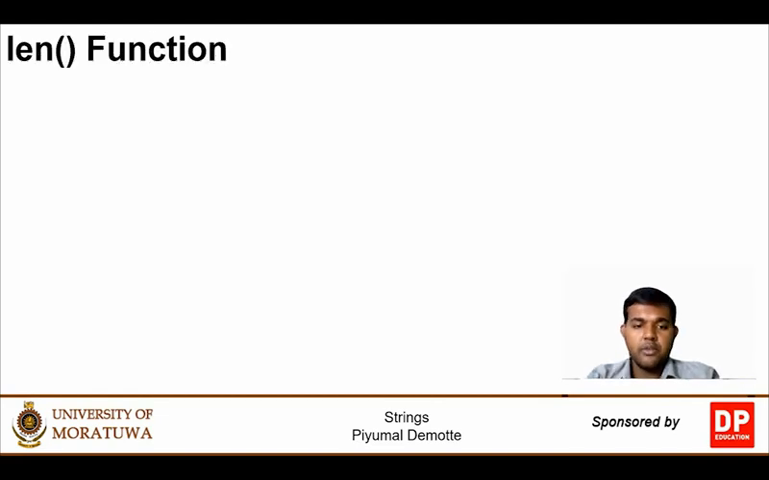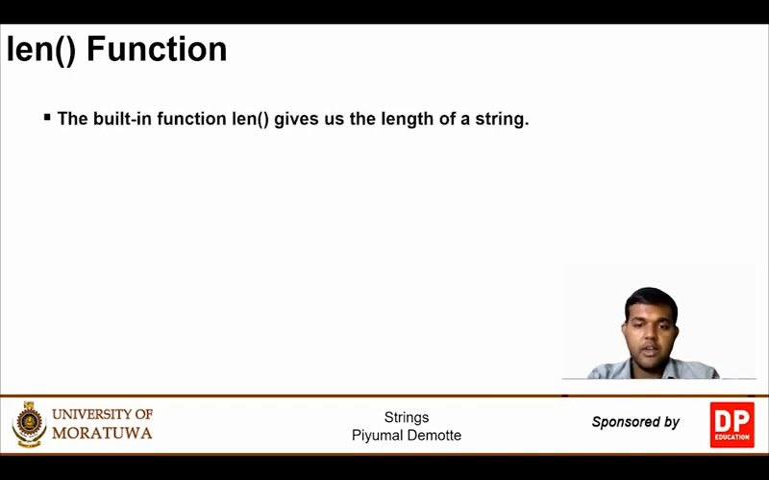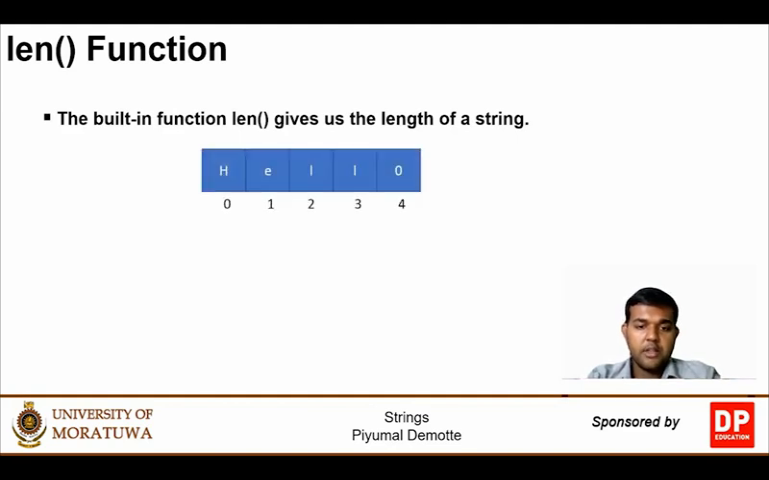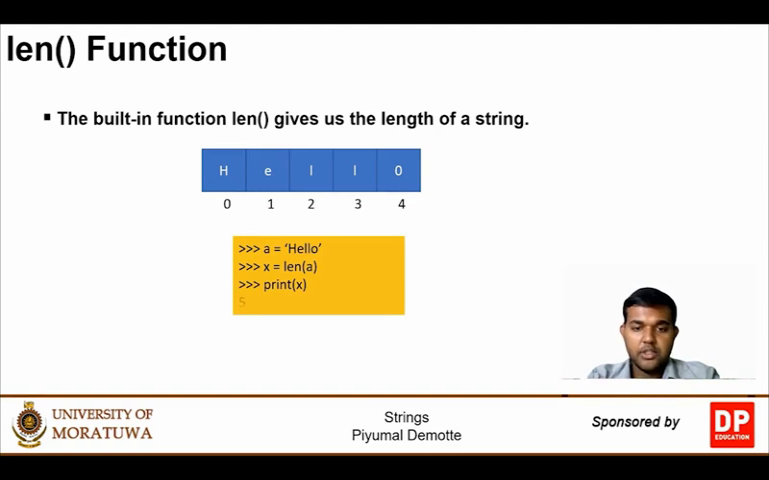Another useful property of a string is the length. We can use the built-in len function to retrieve the length of a string. As an example, we can consider the string hello, which has a length of 5. To retrieve the length of the string hello, we can use the function len within brackets with the variable name a, which will return 5, which is exactly the length of the string.